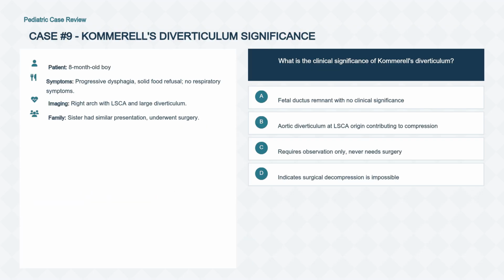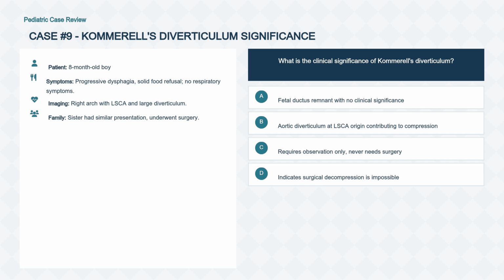Question 9. Kommerell diverticulum. An 8-month-old boy presents with progressive dysphagia and solid food refusal. Imaging reveals a right arch with an aberrant left subclavian artery and a large diverticulum. What is the clinical significance of Kommerell diverticulum?